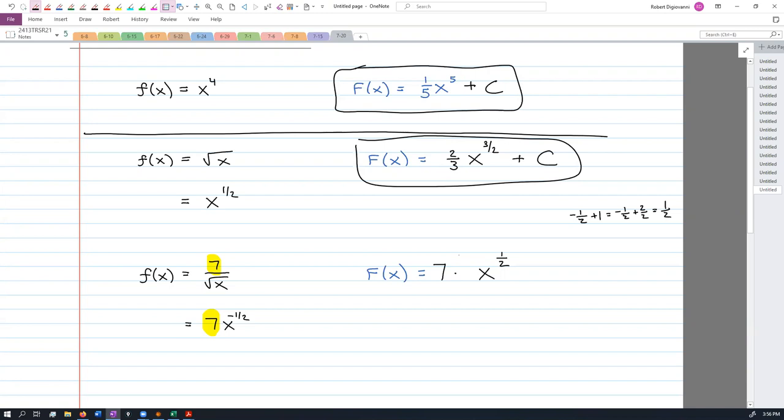What did Brian do? What did Bree do? A reciprocal fraction. Yep, 1/7. So what's the reciprocal that's going to need to go in front here? Brian did 3/2, the reciprocal 2/3. Bree did 5, reciprocal 1/5. So 1/2, reciprocal 2/1, which is 2. So that means you'll have 14x to the 1/2, which is really just 14 square root of x. And then plus C. We need to put the plus C out here.